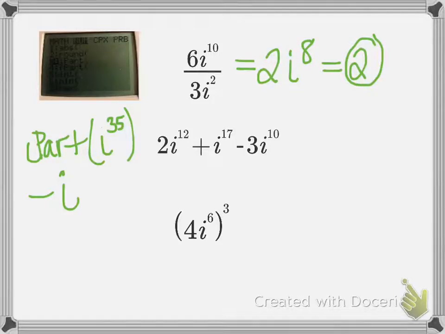Okay, so something like this next example, you've got multiple things that have i's in them. There's no rule for adding expressions like this. We can't do anything with the exponents, so you're really just going to have to calculate each one individually. So my suggestion would be put each of these expressions into iPart individually. So I'm going to start by typing in 2i to the 12th, which should give you positive 2. Now I'm going to type in i to the 17th.